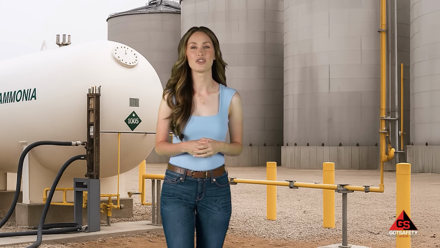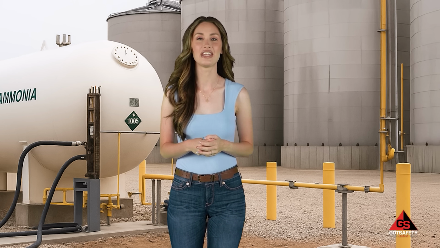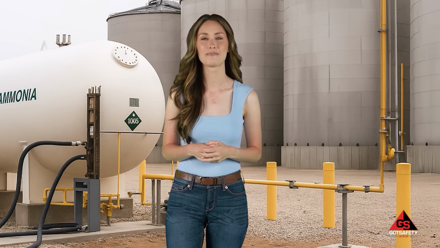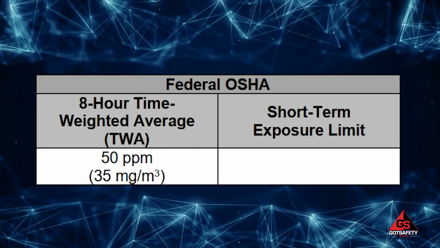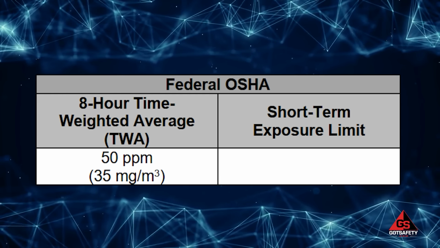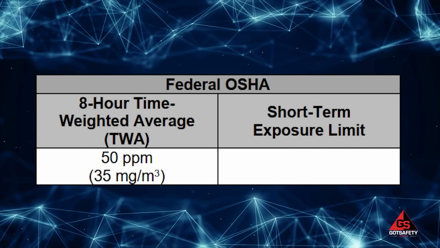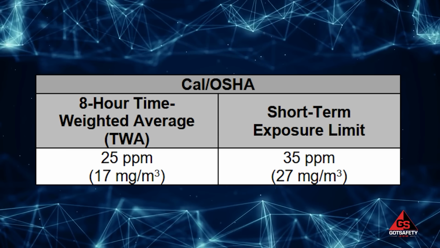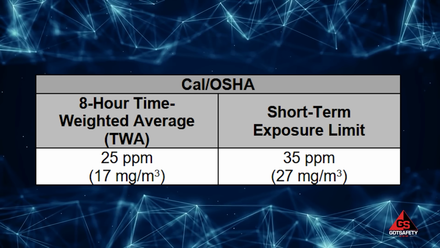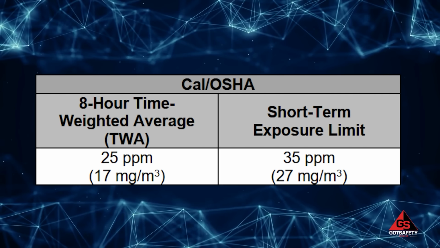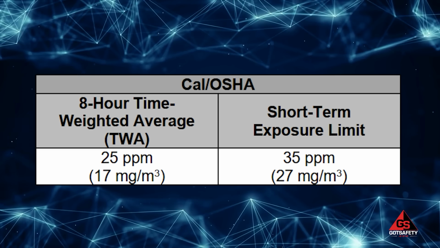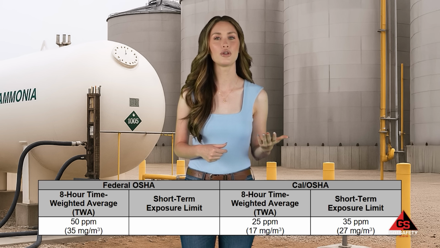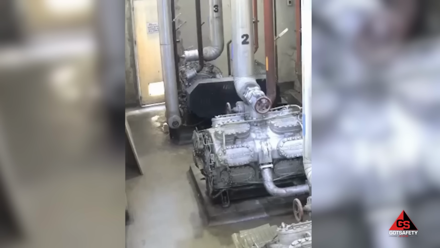Due to how dangerous anhydrous ammonia can be, both the Occupational Safety and Health Administration, or OSHA, and Cal OSHA have set permissible exposure limits. For federal OSHA, the 8-hour time-weighted average, or TWA, is 50 parts per million, or ppm, which equals 35 milligrams per cubic meter. For Cal OSHA, the 8-hour TWA is 25 ppm, or 17 milligrams per cubic meter, and the short-term exposure limit is 35 ppm, or 24.5 milligrams per cubic meter. These limits are in place to reduce the risks associated with prolonged exposure to ammonia.